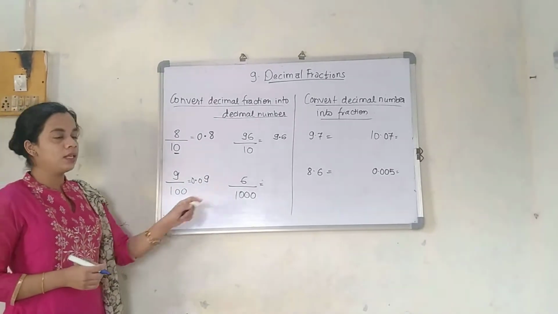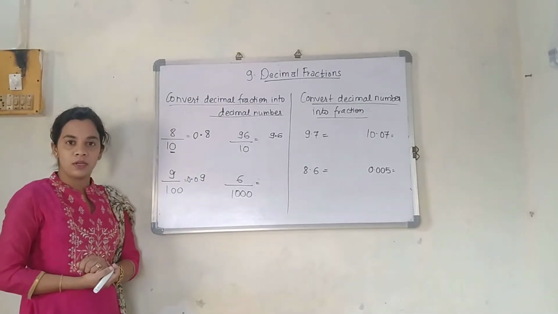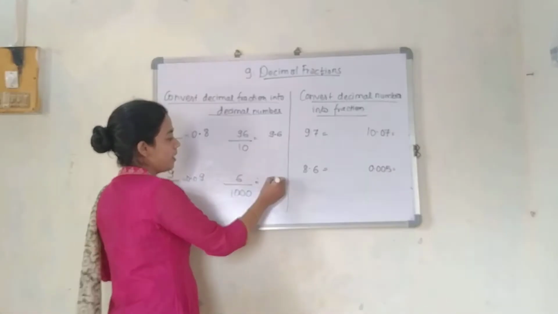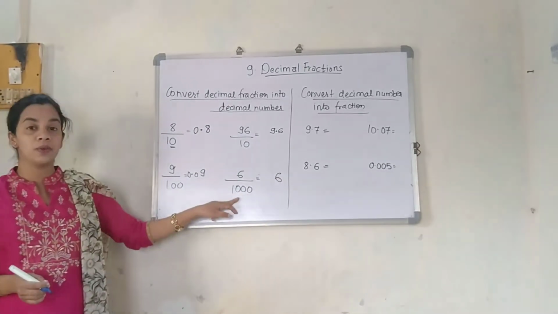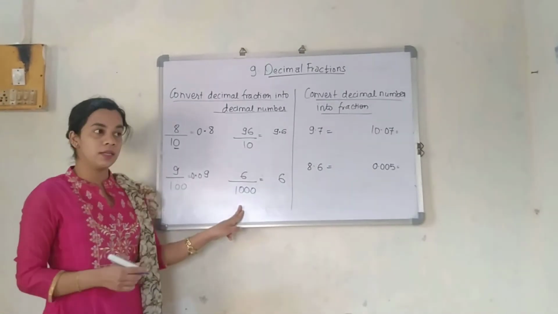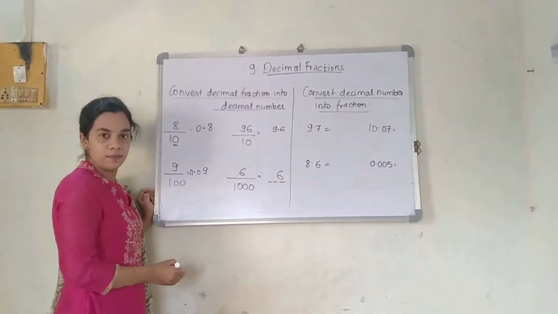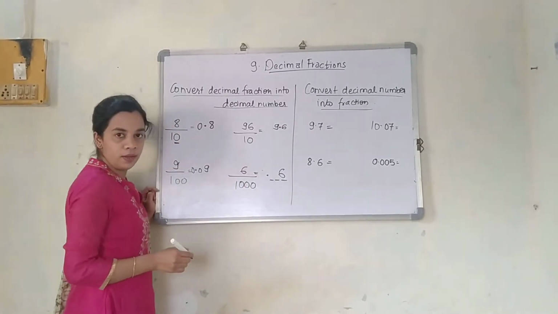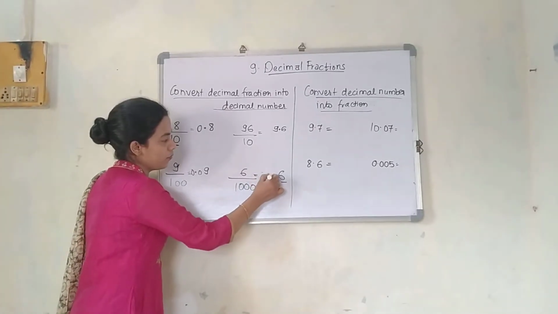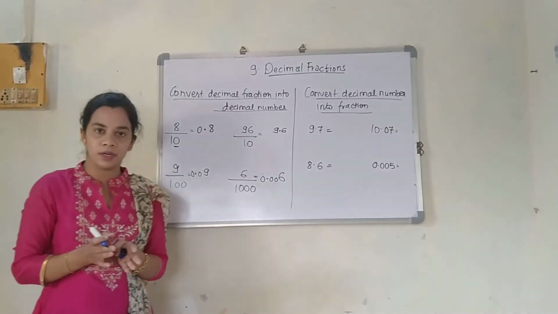Now you can see the next question. Yes, the next question is 6 upon 1000. So what will I do? I will write the numerator as it is. How many zeros are present over here? You can see 3 zeros are present. So how many places will I give? 1, 2, 3 places. And then I am going to give the point. Okay? So these places I am going to fill with 0. So I got my answer. I hope you have understood this.